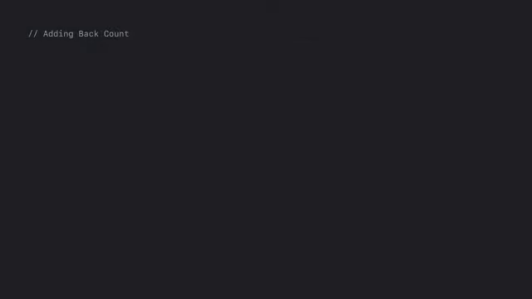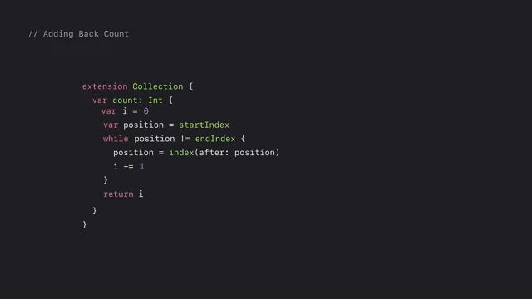So let's go back to count that we dropped a minute ago in order to generalize our indexing model. It's still a really useful property to have, so we probably want to add it back as an extension on collection, something that walks over the collection, moving the index forward, incrementing a counter that it then returns.